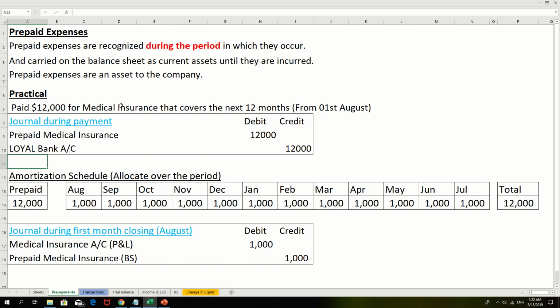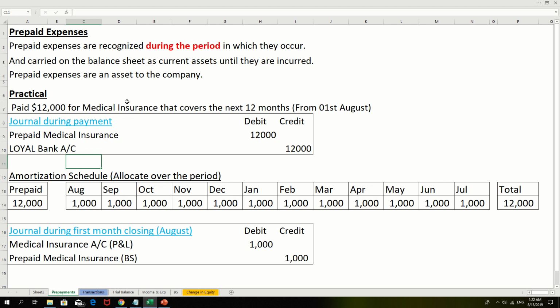So what are prepaid expenses and what is the treatment of the same in the whole financials of a company? Okay, so let us go back to our textbooks and see the definition of prepaid expenses. Prepaid expenses are recognized during the period in which they occur and carried on the balance sheet as current assets until they are incurred. And whatever we are prepaying is an asset to the company.